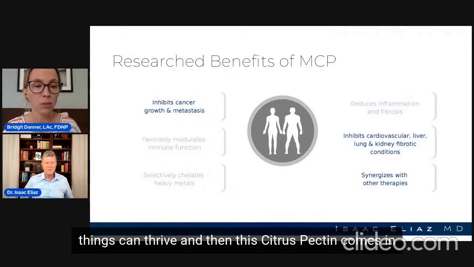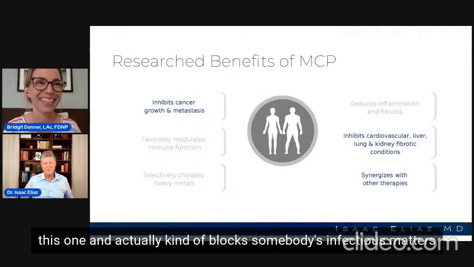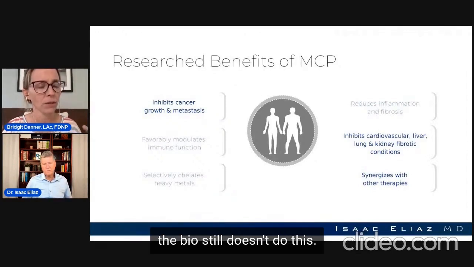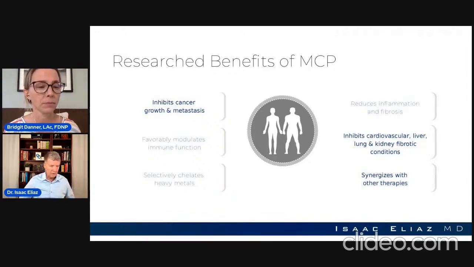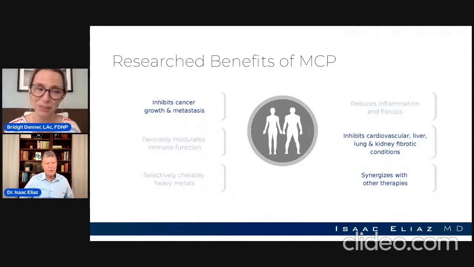And then the citrus pectin comes in. I think you have a horticulture story on this one, and it actually kind of blocks some of these infectious matters from attaching, and then kind of breaks up the biofilm as well. It does. So citrus pectin doesn't do this. Only modified citrus pectin. Okay, thank you for correcting me.